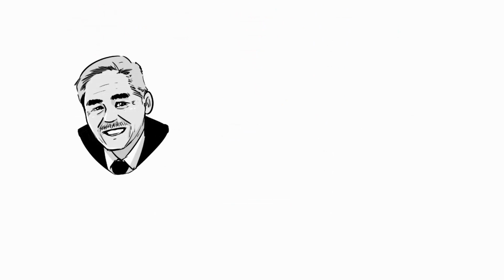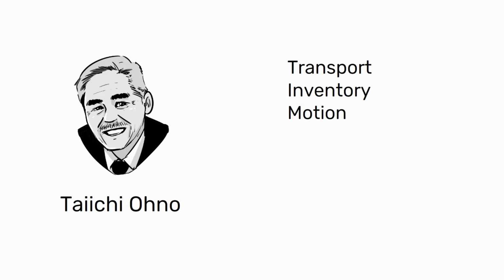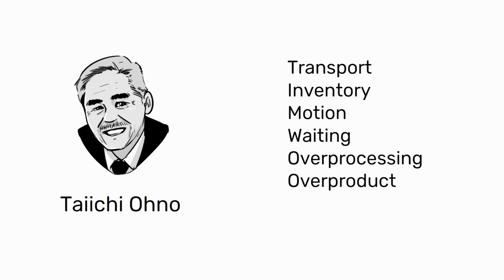Taiichi Ono, who is recognized as the father of lean manufacturing, was the first to categorize waste into seven types. The categories are transport, inventory, motion, waiting, overprocessing, overproduction, defect.